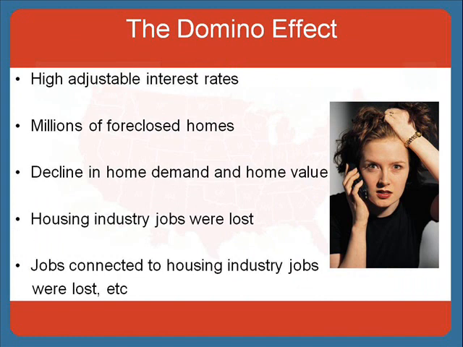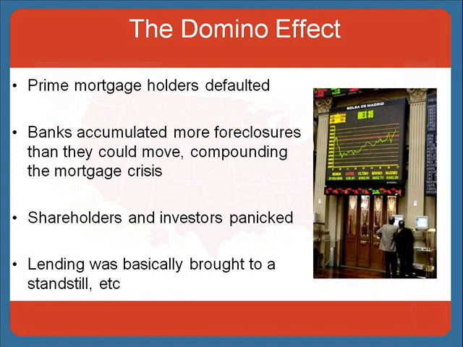High adjustable interest rates and the millions of foreclosures caused housing prices to drop significantly. This in turn caused jobs in the housing industry to be lost, which affected related jobs elsewhere, causing large-scale drops in income. Mainstream income loss caused prime borrowers to default on mortgage payments, which compounded the mortgage crisis. Soon banks had amassed millions of foreclosure properties which could not be quickly resold due to the sluggish economy. Shareholders and investors panicked and sold off large amounts of stock, which caused further instability within the economy.